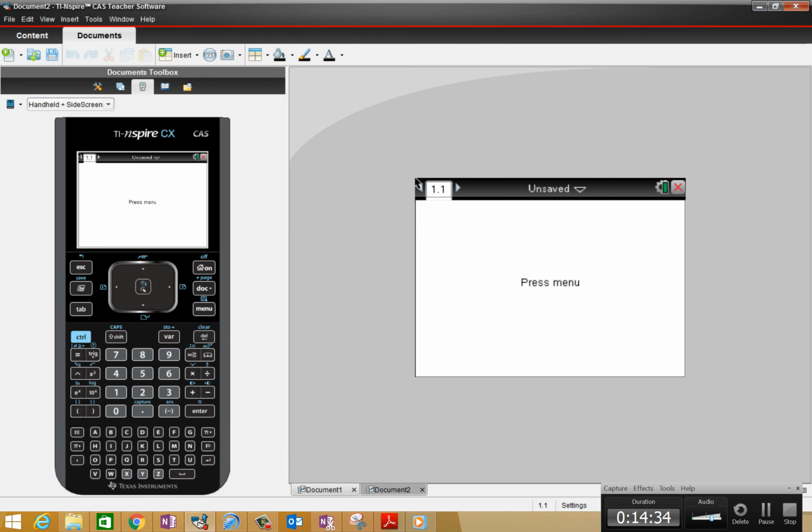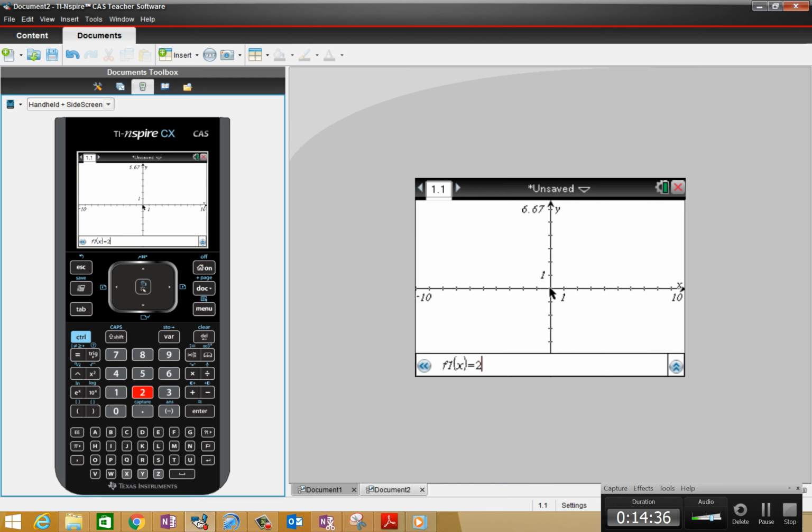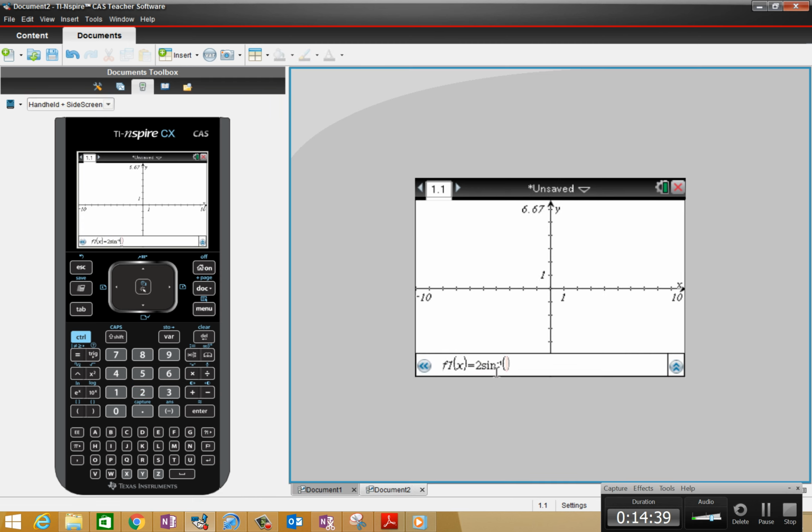So now just quickly, 2 trig inverse sine. Calculator recognises it as that 3x minus 2 plus pi.